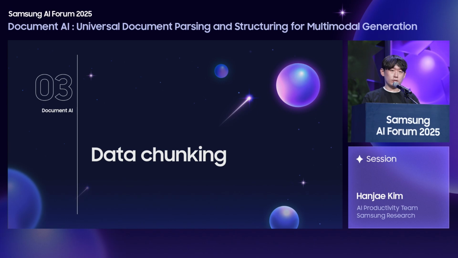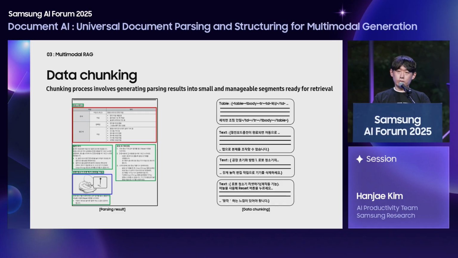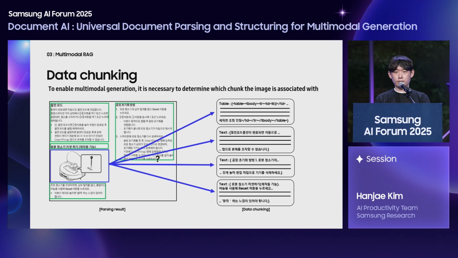From the next slide, I will explain data chunking. Data chunking refers to the process of gathering and refining large amounts of information extracted from documents in order to make them more suitable for search and question answering. Therefore, when performing chunking, it is important to test retrieval and generation results in parallel and find the appropriate chunking method.